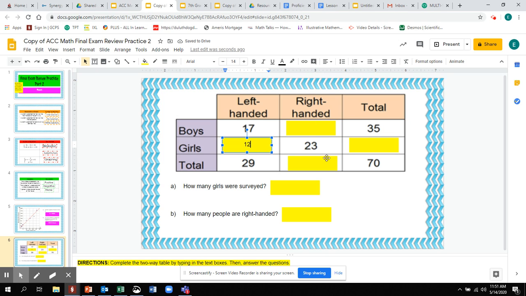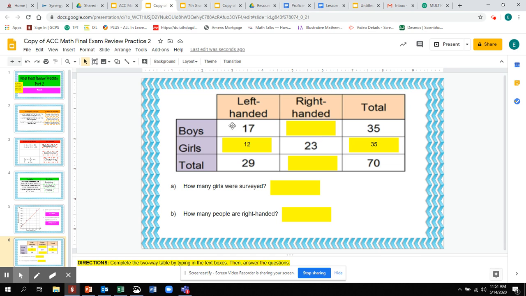Now, if I go to my right-handed column, it doesn't look like I have enough information to fill either of these out yet. So I'll go to my total column. In my total column, it looks like I have 35 boys and 70 total people. So to figure out how many girls were surveyed, I would do 70 minus 35, and that also gives me 35.